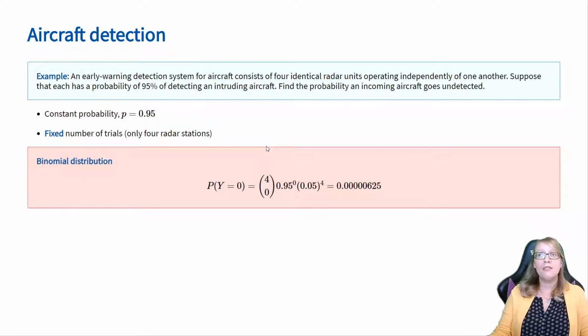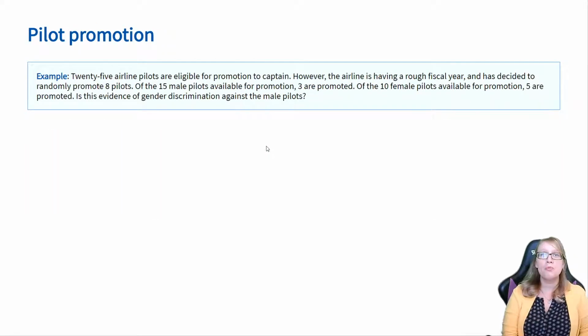Because of our constant probability and fixed number of trials, this is another example where we'll need to use the binomial distribution. Here, in order for the aircraft to go undetected, all 4 stations will have to miss it. So we're looking at the number of stations that detect the aircraft as being 0. Let's look at 2 more scenarios.